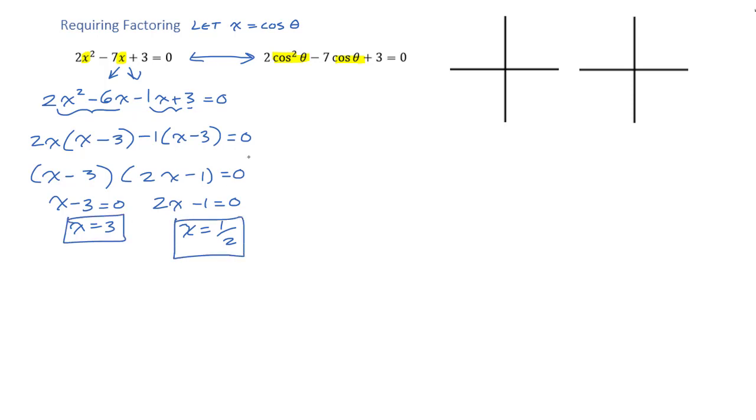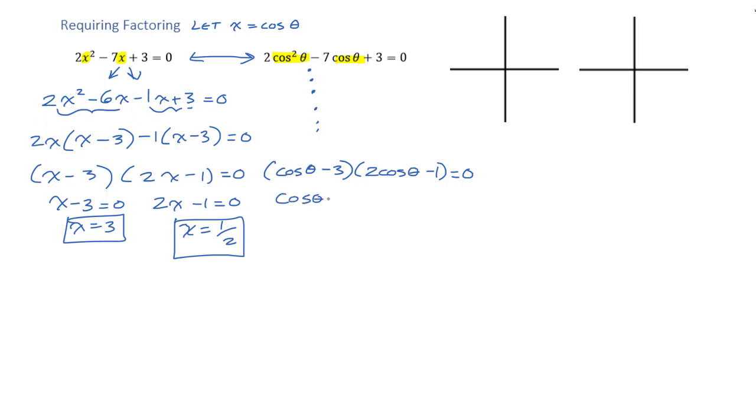Well, it's the same thing over here. After we factor this, I won't go through all the steps because it's the same steps. You're going to end up right here with cos theta minus 3 and 2 cos theta minus 1 equals 0. It's the same thing. You could do all these steps if you want. You'd just be replacing the x's with cos, right? Exact same thing.